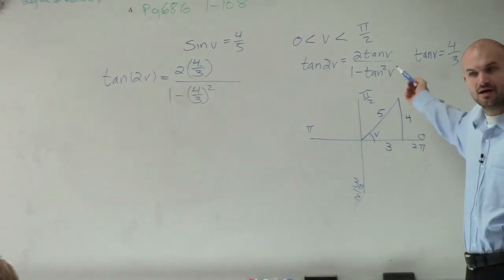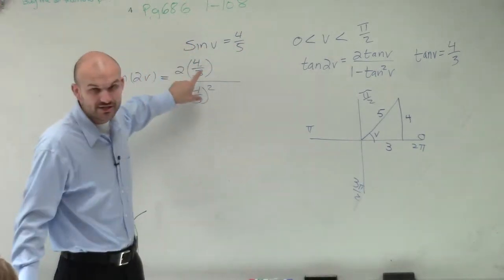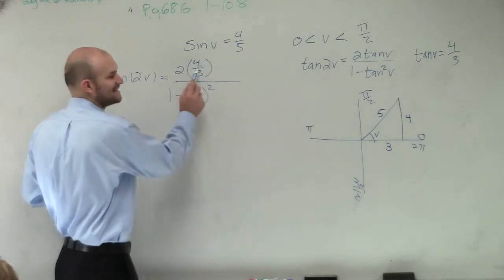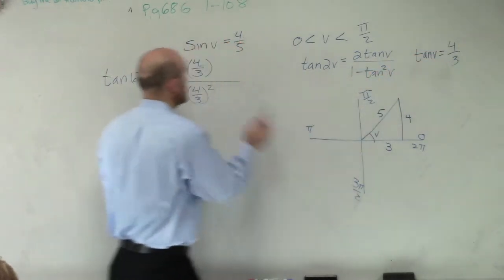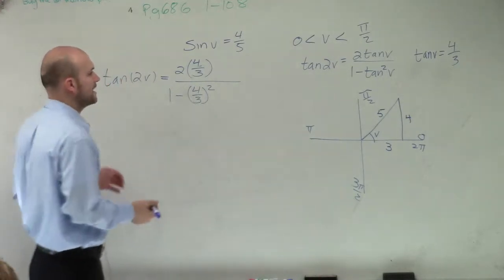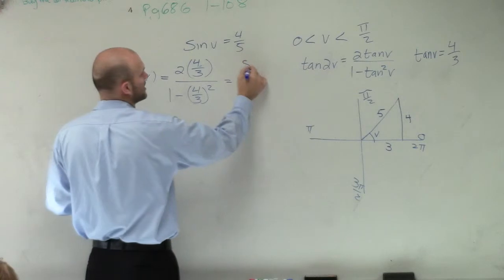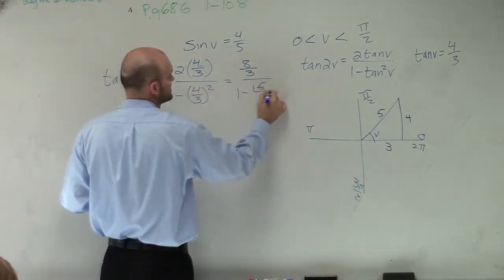Does that make sense? A lot of students, I remember looking at their test, they would still put tangent here. No, the whole purpose of doing this is to eliminate our trig function. And it's not tangent of 4 over 3. Tangent of v equals 4 over 3. So I replace that with 4 over 3. Now I'm just going to have to do a little bit of mathematics here. Let's simplify this one time. So I multiply across. That's going to be 8/3 over 1 minus 16/9.